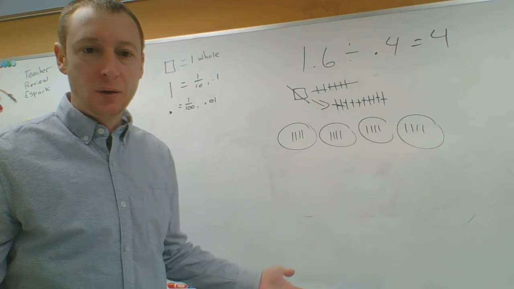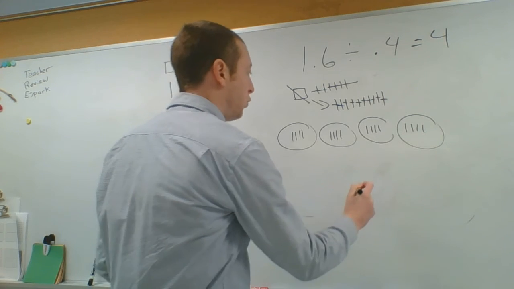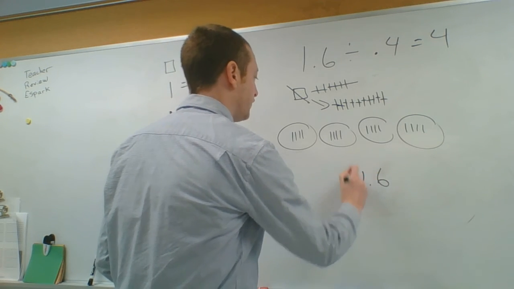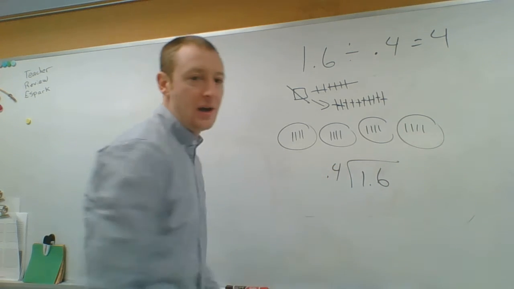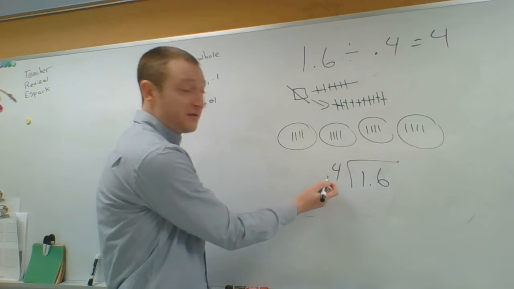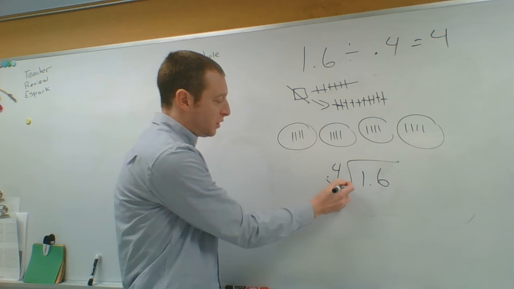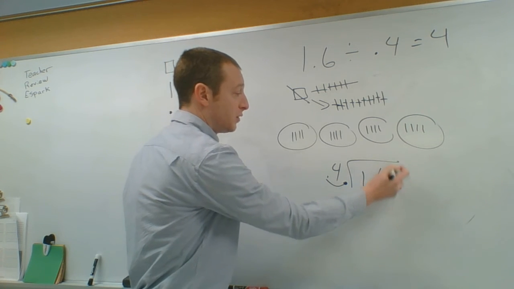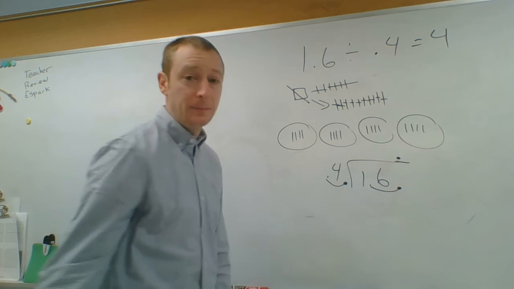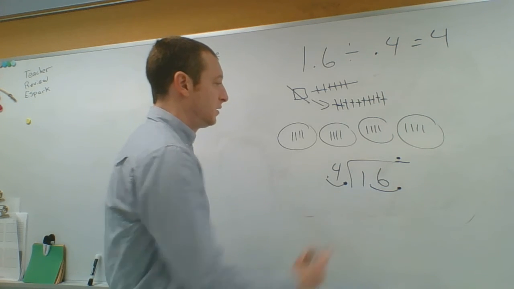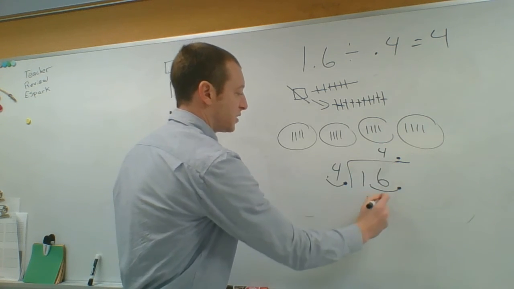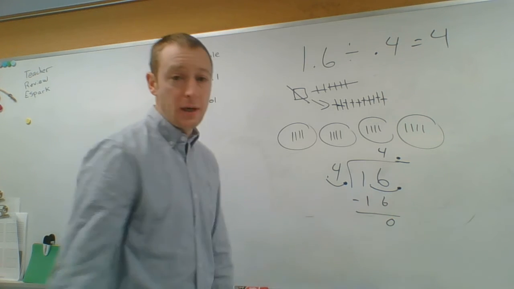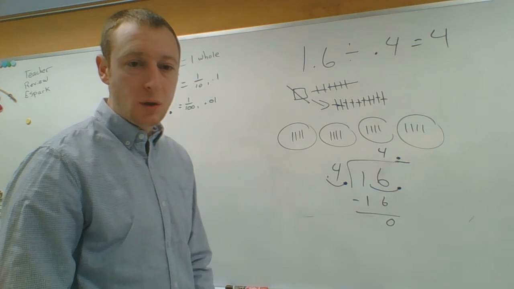Let's check it with our math. 1.6 divided by 0.4. How do we do this one? Remember, we can't divide by a decimal. We've got to move it over, make that a whole number, and whatever we do to the outside, we've got to do to the inside, and then pop it right up, right? 4 goes into 16. 4 times 4 is 16. Done. Answer's 4.